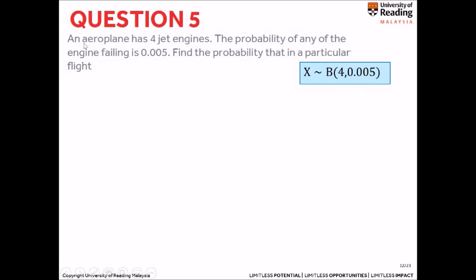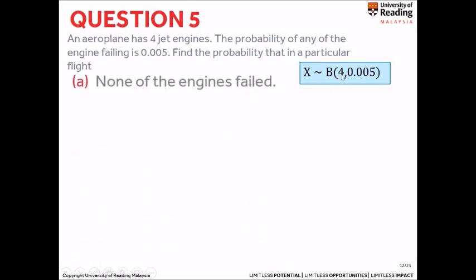In this second video, we will continue to look at more examples using the binomial distribution formula. In question 5, an aeroplane has 4 jet engines. The probability of any of the engine failing is 0.005. Find that in a particular flight, none of the engine fail.